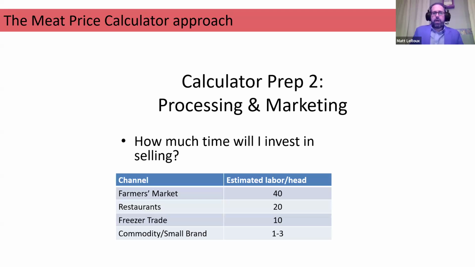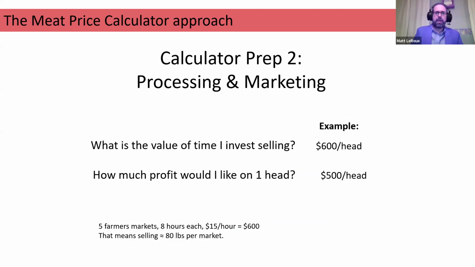Then it's going to ask me about my marketing time, and I'm going to think about how much time is invested in selling. So I'm just going to go with an estimate. I'm going to say it takes me 40 hours at the farmer's market to sell all the meat from one beef. I can sell faster to my restaurant and wholesale customers. It might take me 20 hours. With freezer trade customers, quarters and halves, it's going to take me 10 hours. So I'm going to start by estimating my time, and when you estimate your time, you can start to put a value on it. My estimate for the farmer's market is that if I'm selling 80 pounds of beef at every farmer's market, then I expect it would take me 5 farmers markets at 8 hours each and $15 an hour.